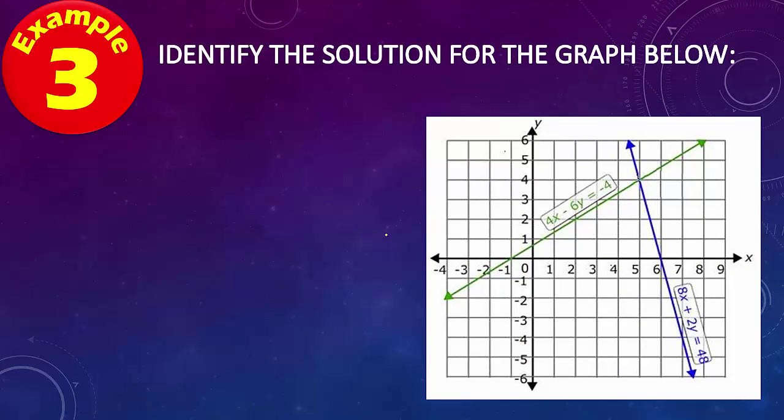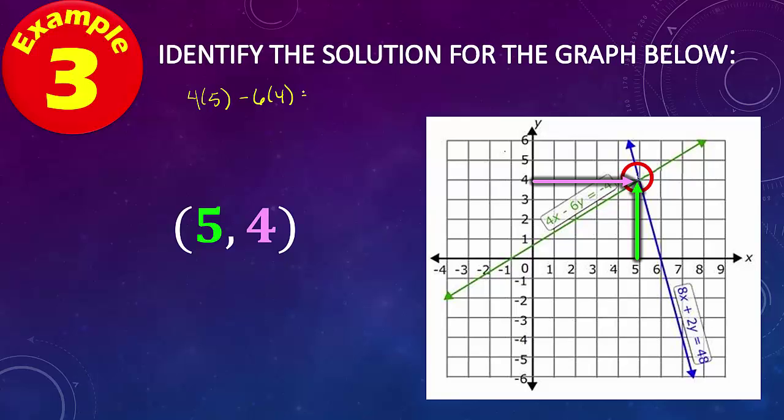So we want to identify the solution for the graph below. There's where the two lines cross. I'm going to follow my x up to the point, which is 5, and my y over, which is 4. So my solution is (5, 4). And if I wanted to, I could say, okay, 4 times 5 minus 6 times 4 should equal negative 4. 20 minus 24 should equal negative 4. And it does. So it checks out with this equation over here.